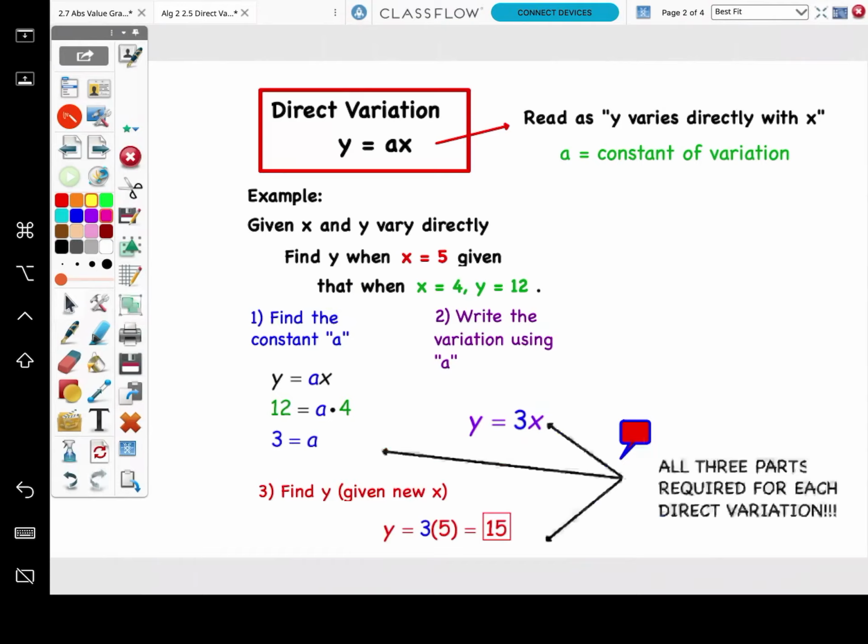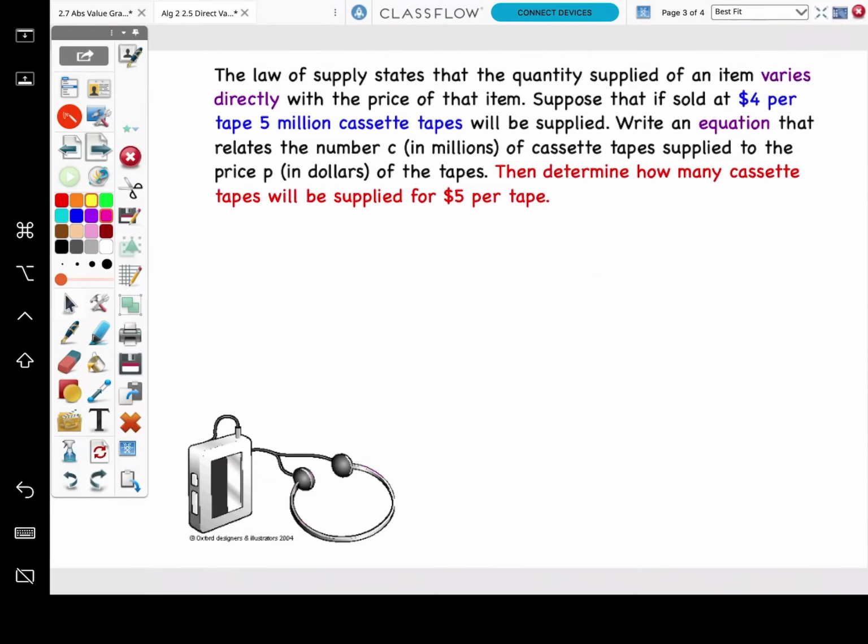Every single one of these problems requires that you do those three things. You find a, you write the equation, you use your new equation. Okay? None of them are hard, you just have to remember to do all of the parts. All right?